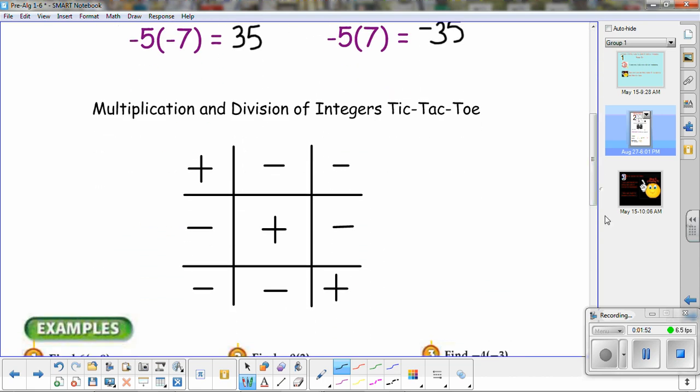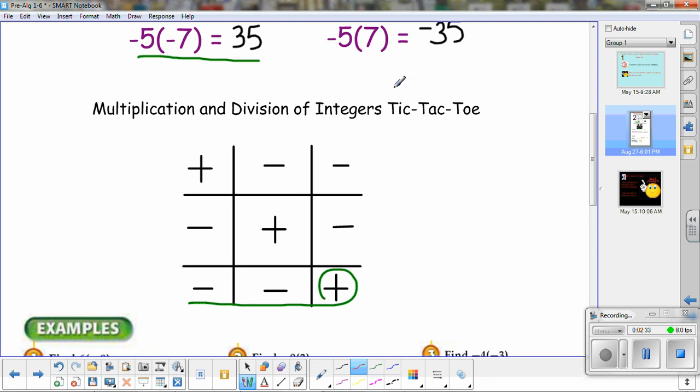Another way I found to help remember whether the answer is going to be positive or negative when you multiply or divide integers is to use a little tic-tac-toe board where you fill in the diagonal from the upper left corner to the bottom right corner with positives and everything else with negatives. And then what you would do for this example up here, -5 times -7, a negative times a negative, you look somewhere on your tic-tac-toe board where you have a negative times a negative. Negative times a negative is a positive.